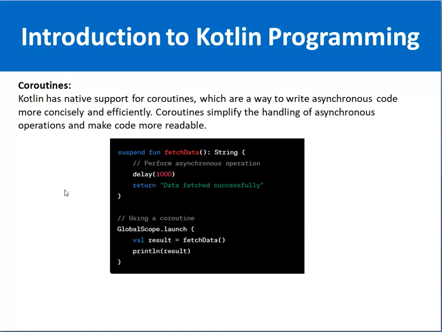And if you see here, suspend fun fetchData(): String, delay(100), return "Data fetched successfully". GlobalScope.launch, val result = fetchData(), print result. Basically, friend, just try to understand that the concept of coroutines means simplified handling of asynchronous operations, making code more readable and concise. So that is the concept of asynchronous here.